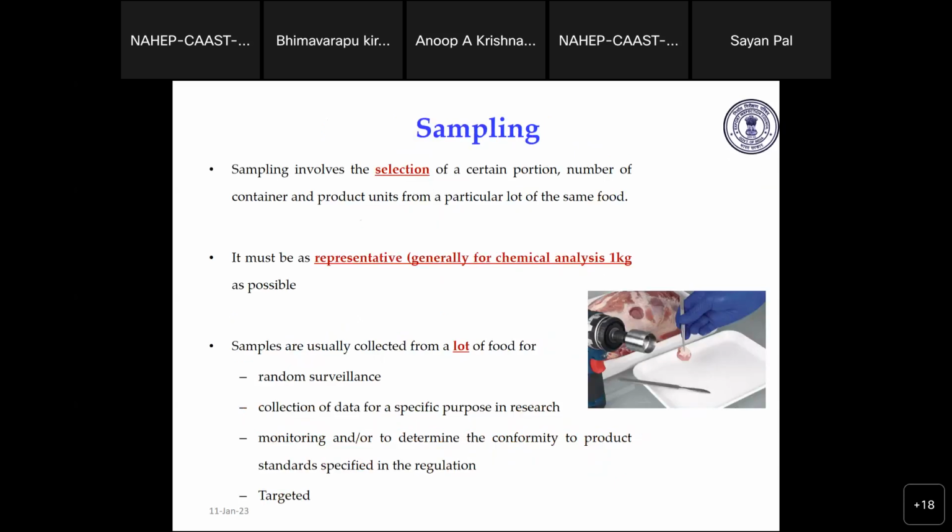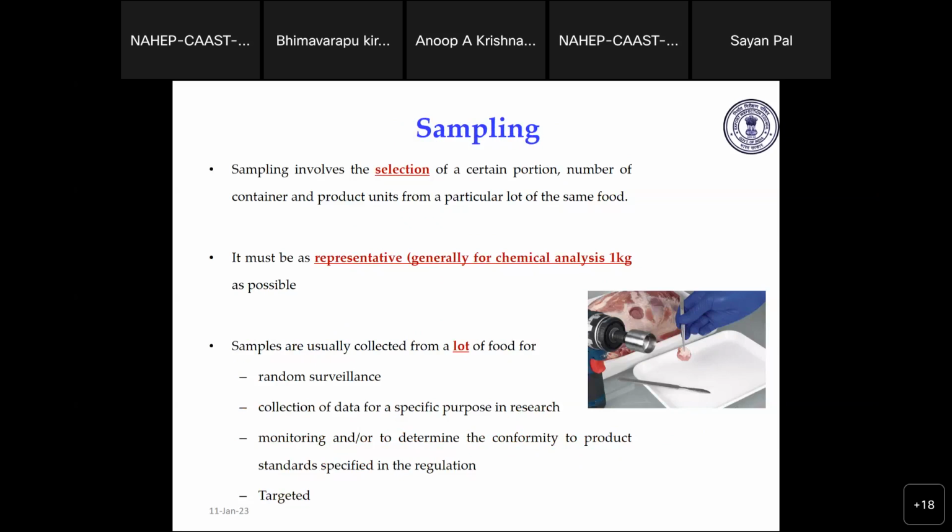So what is the importance of how we do sampling? Sampling is the selection of a certain portion or number of containers or products. I'm talking about food products. Ideally, it should be a proper selection, and for that, we should have a statistical tool.